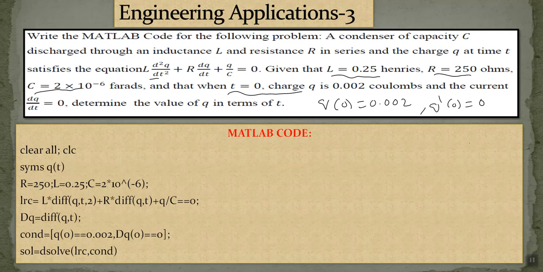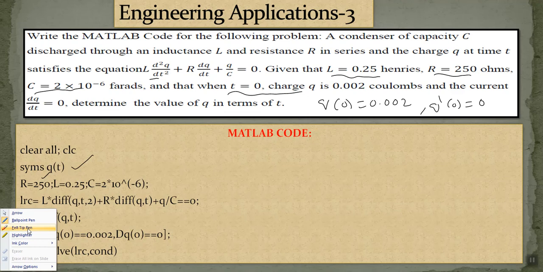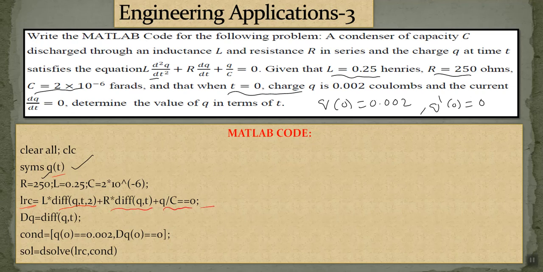In this particular problem, convert into the equation in MATLAB code, then apply the dsolve function. So here, entirely in terms of Q of t, that's why symbols Q of t. R value is given, L value is also given, C value is also given, just write the corresponding values. Now the equation, I will call it LCR: L into the second order derivative d square Q by dt square plus R into the first order derivative plus Q by C equals 0. For the first order derivative, I will call it dQ or any name, no problem: diff of Q comma t.